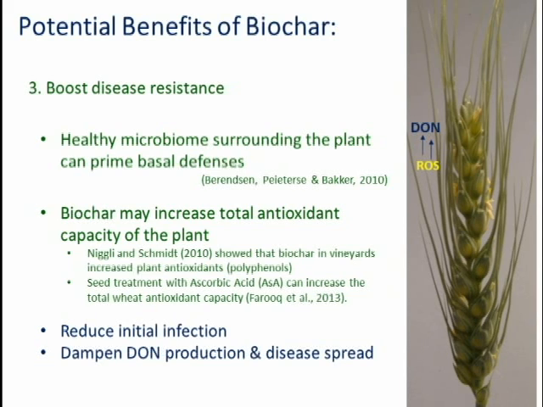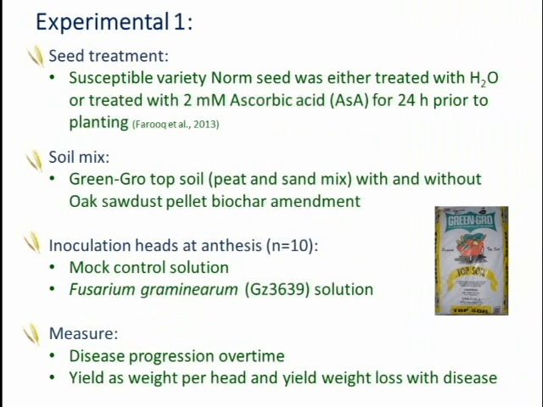So with these ideas and hypotheses in mind, we developed an initial experiment where we treated a susceptible variety of wheat called Norm with either a control water solution or an ascorbic acid solution, following previous methods which had been published, and then planted that seed into two soil mixes, one supplemented with biochar and one without biochar. We allowed the plants to grow, and then inoculated them with Fusarium graminearum, and looked at disease progression over time, yield weight per head, and yield weight lost with disease.